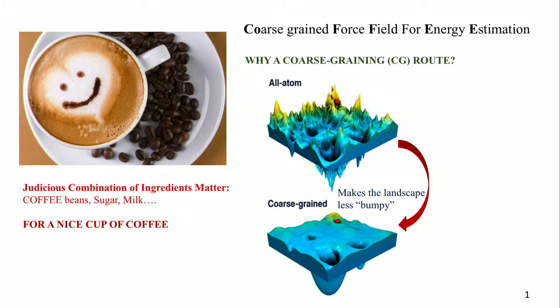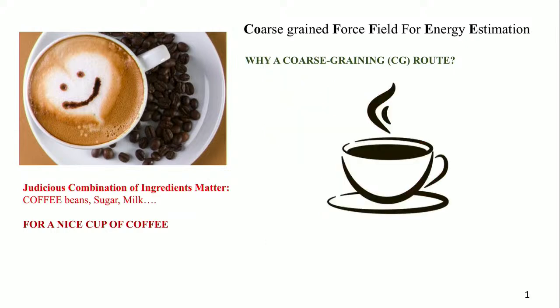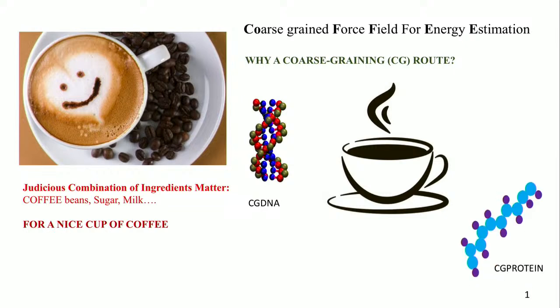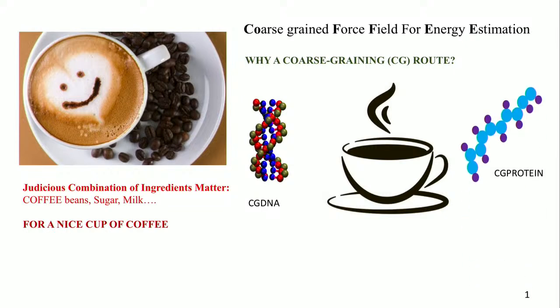So in the coffee that we are trying to brew, what are the key ingredients? First is a coarse grain model of DNA, then a coarse grain model of protein. I will discuss what these are in the next few slides. And the idea is to judiciously combine both these ingredients so that we can have a coffee of Starbucks or CCD grade.